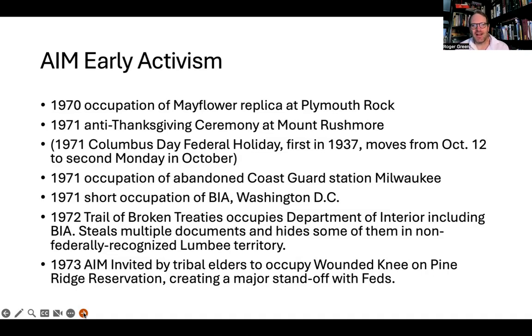Then in 1971, we see a short occupation of the BIA in Washington, D.C. 1972, we see the Trail of Broken Treaties, which occupies the Department of Interior, including the Bureau of Indian Affairs. During this occupation, activists steal multiple documents and hide some of them in non-federally recognized Lumbee territory.